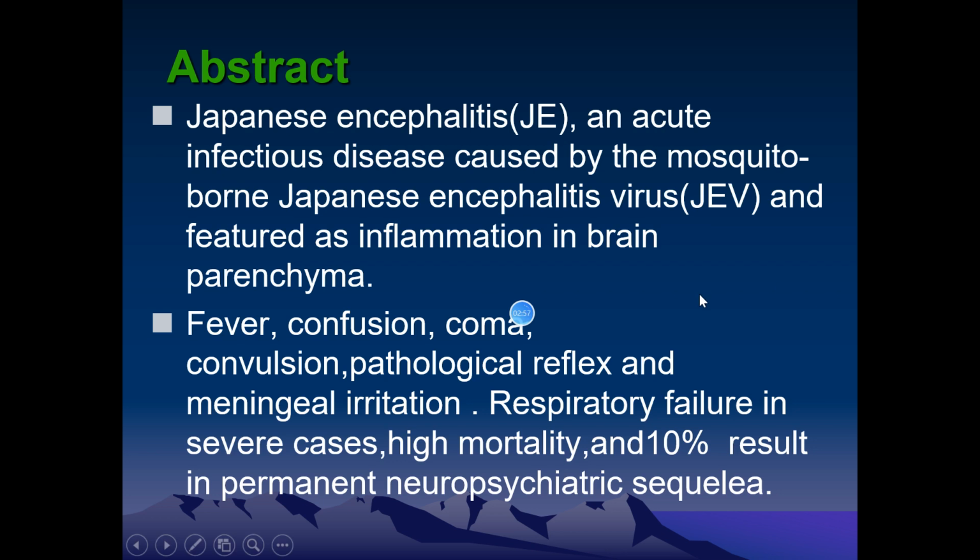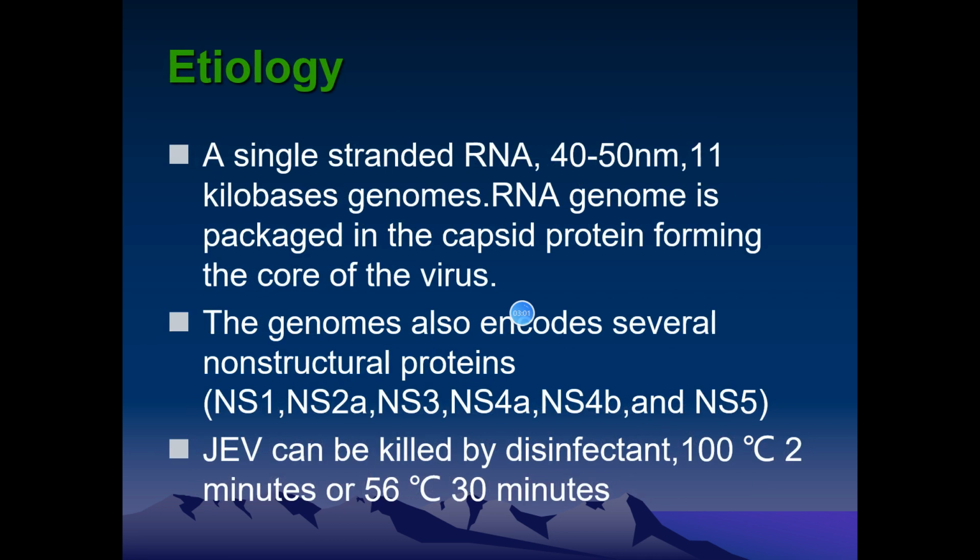In this class, we should pay attention to the etiology of this disease. First, JEV is a flavivirus, a positive-sense single-stranded RNA virus with a diameter of 40 to 50 nanometers, and 11 kilobases genome. The RNA genome is packaged in the capsid protein forming the core of the virus. The outer envelope is formed by the envelope E protein and is a protective antigen.